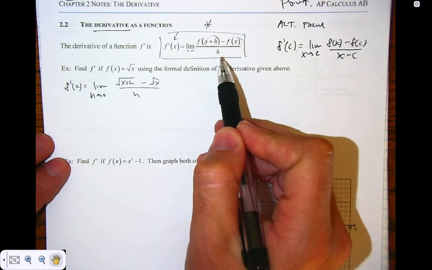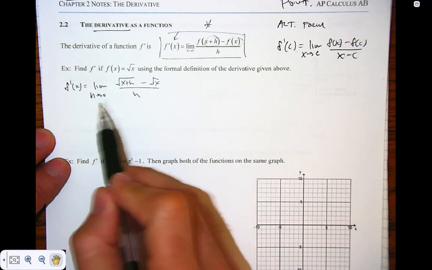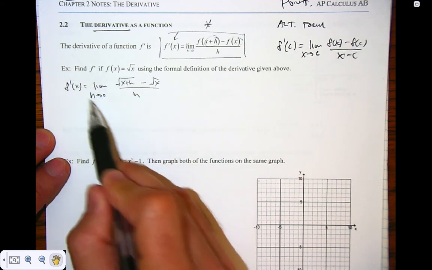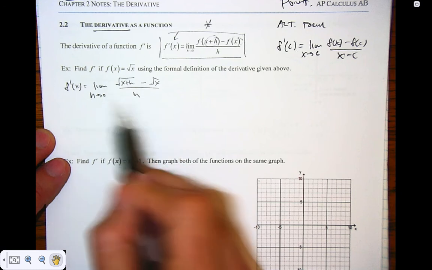Now, the reason this is chapter 2 is because you wouldn't know how to do this without chapter 1, right? So I'm assuming that you're comfortable now with the limit process. We talked in chapter 1 about direct substitution, plugging in 0, you would get 0 over 0. You obviously have to do something here.